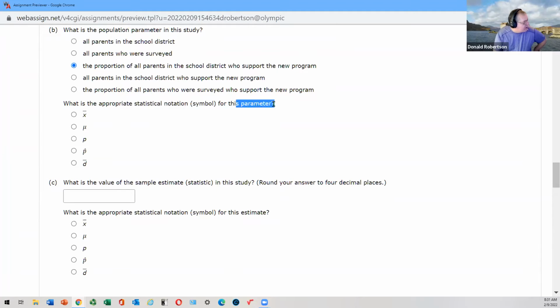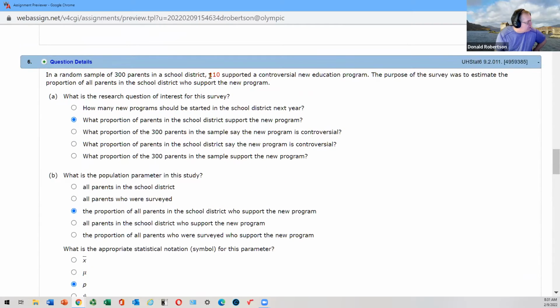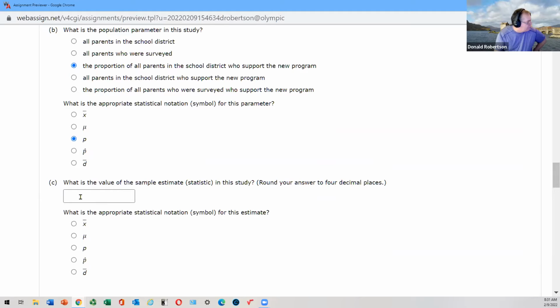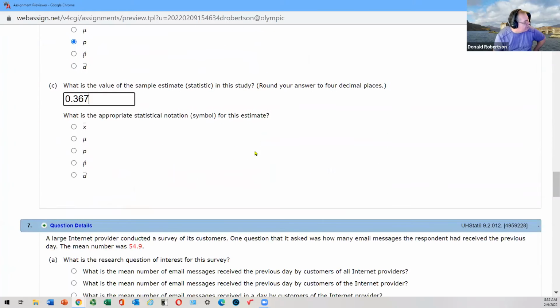What should we use for this one? Shouldn't it be P? Isn't this a proportion? It's not an average, it's not a mean. And what's the value of it? Well, based on what I can see here, it's 110 out of 300. And that has to be rounded off, so here goes. That's 0.367. So about 37% are in favour of it.